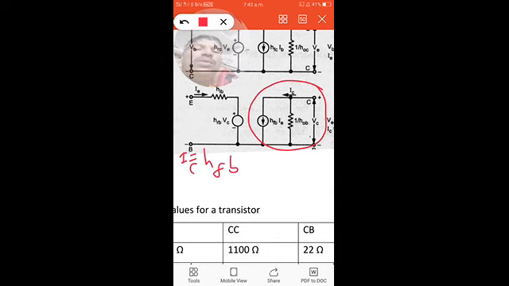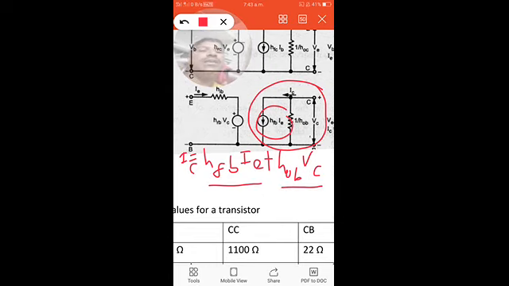IC is equal to HFB times the input current IE, plus HOB times the output voltage VC. So HFB IE is represented here, and HOB VCE. Since HOB is an admittance, 1 by HOB is represented here as a resistance, so 1 by HOB VCE.